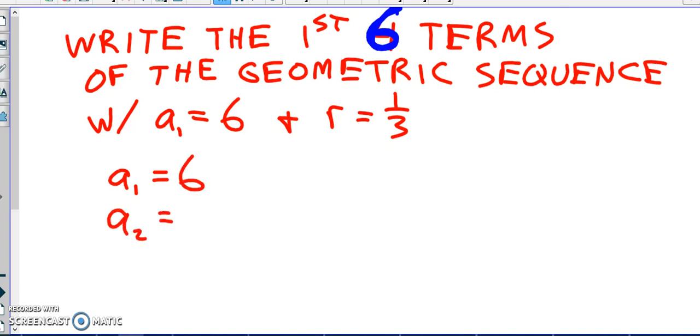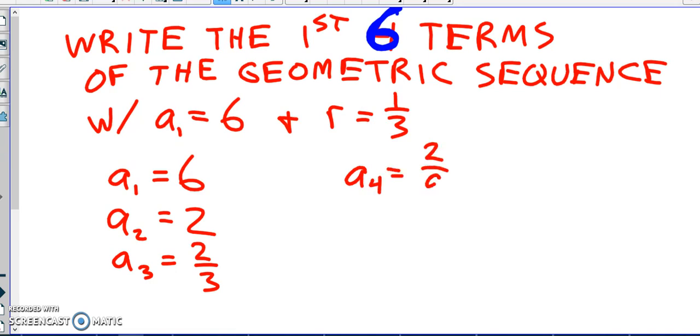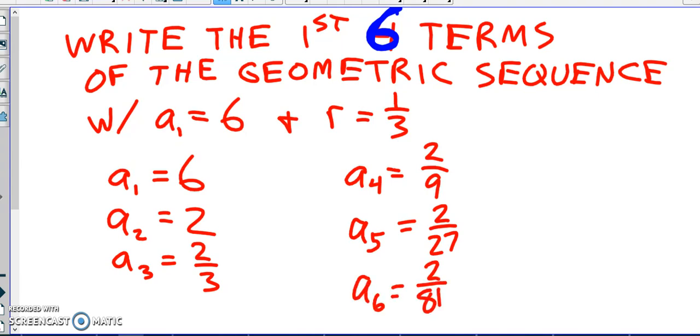A2 would be 6 times the common ratio, which is 1/3. 1/3 of 6 is 2. A3, if I take 2 times 1/3, that's 2/3. A4 would be 1/3 times that, which would be 2/9. A5 would be 1/3 times that, which would be 2/27. And then A6 would be 1/3 times that, which would be 2/81.